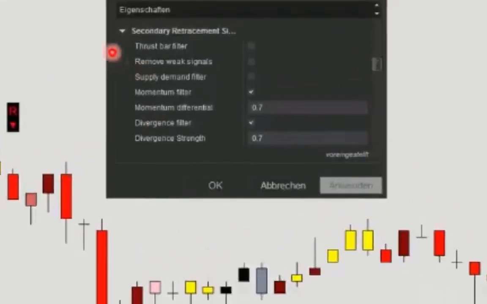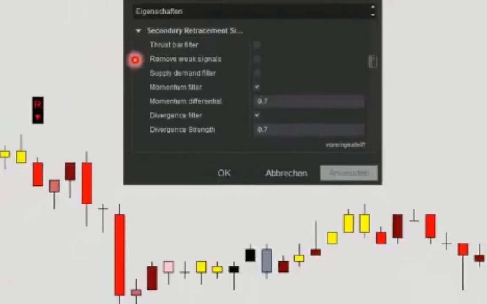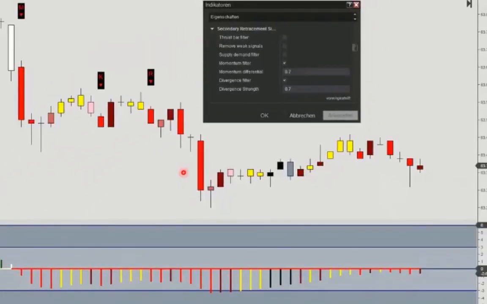So we have, as I mentioned, also a thrust bar filter that will require a signal bar to also close above or below the setup bar. We have a weak signals filter, which will remove secondary retracement signals that do not meet the overbought and oversold requirement. And finally, we have a supply and demand filter, which is designed to eliminate setups where market participants do not take advantage of these short-term corrections.